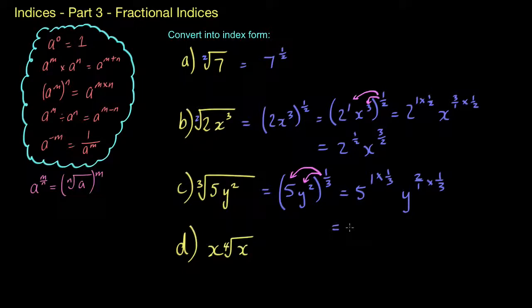So we end up with 5 to the power of a third, because 1 times a third is a third, and here we've got y to the power of, well, 2 times 1 is 2, and 1 times 3 is 3, so 2 over 3.